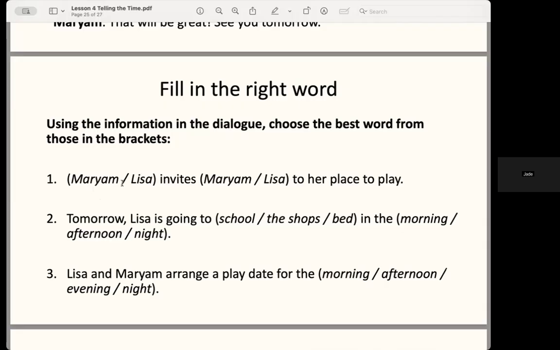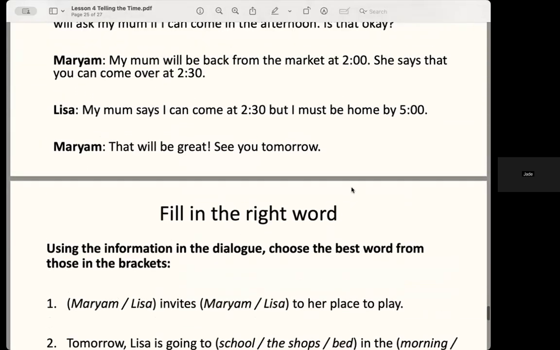Is it Mariam or Lisa who invites Mariam or Lisa to her place to play? So the person who is called upon is going to read the sentence out with the correct names. And the same with tomorrow, Lisa is going to which one? The school, the shops, bed. And is it in the morning, the afternoon, or the night? Lisa and Mariam arrange a play date for the morning, afternoon, evening, or night. So you have to pick one of those. Just keep that in mind while we practice doing the reading.